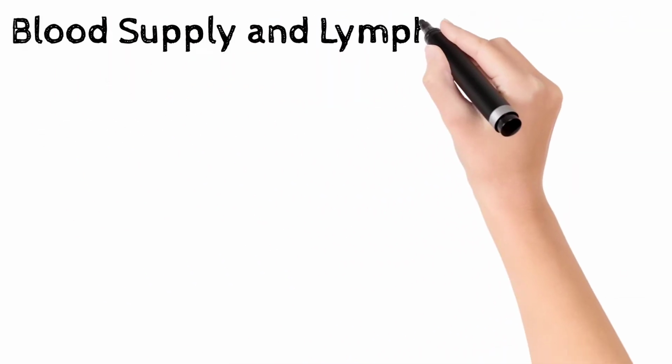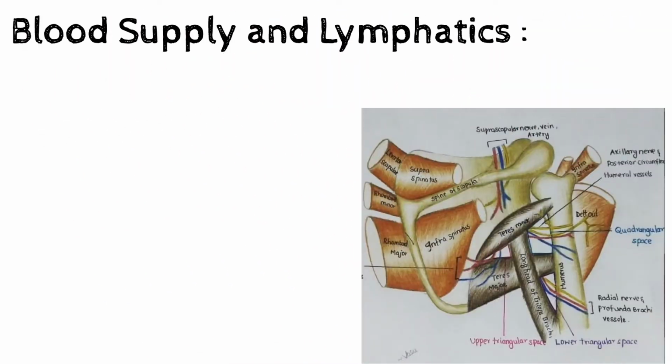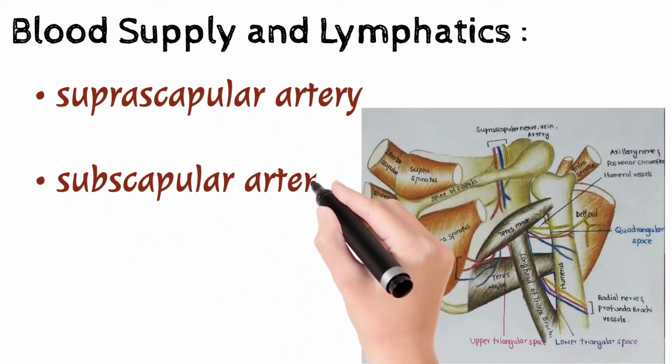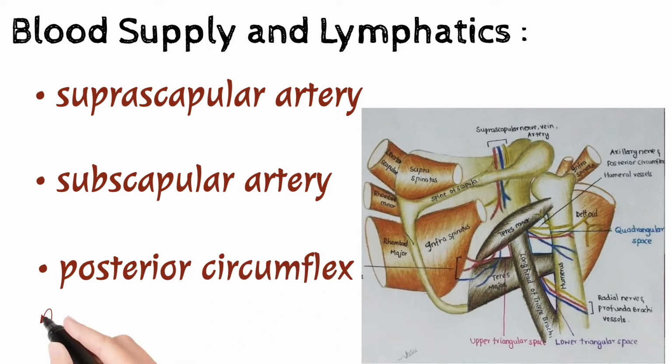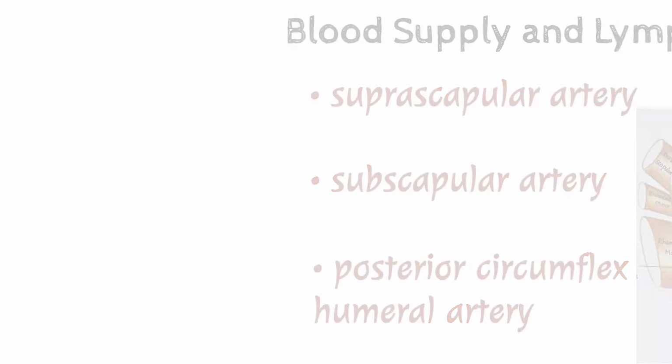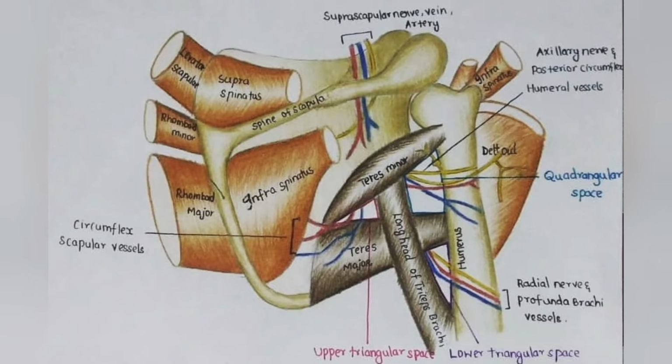Blood supply and lymphatics. The vascular supply to the rotator cuff muscles is mainly via the suprascapular artery, which is a branch of the subclavian artery, the subscapular artery, which is a branch of the axillary artery, and the posterior circumflex humeral artery, which is a branch of the axillary artery. The suprascapular artery supplies the supraspinatus and infraspinatus muscles. The subscapular artery supplies the subscapularis muscle, and the posterior circumflex humeral artery supplies the teres minor muscle.